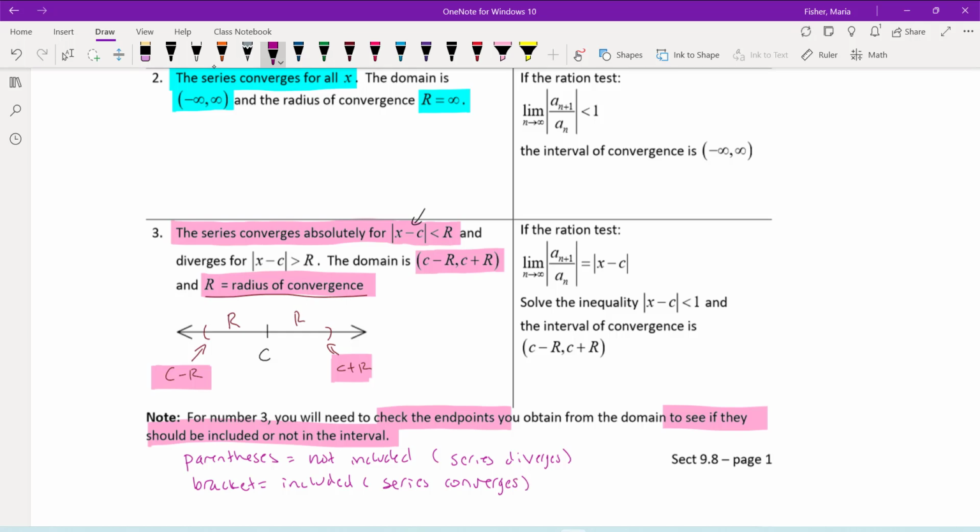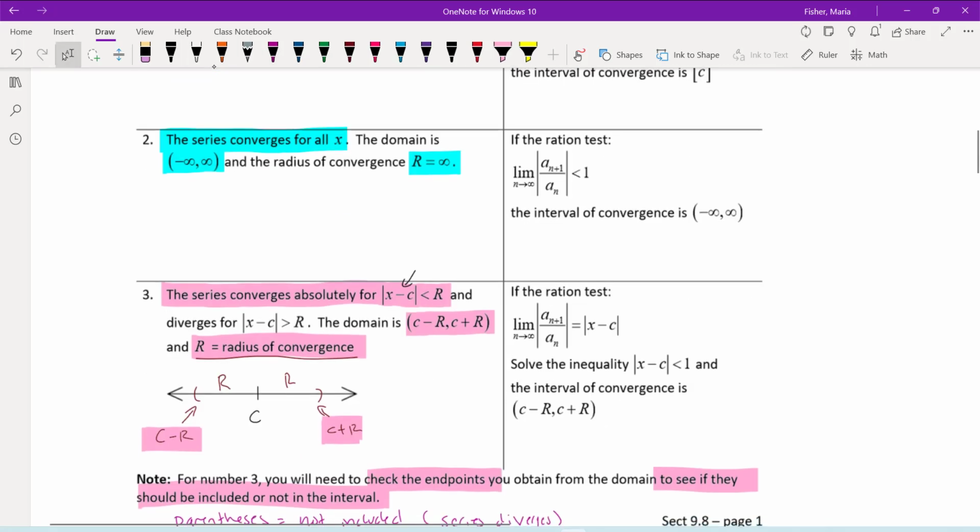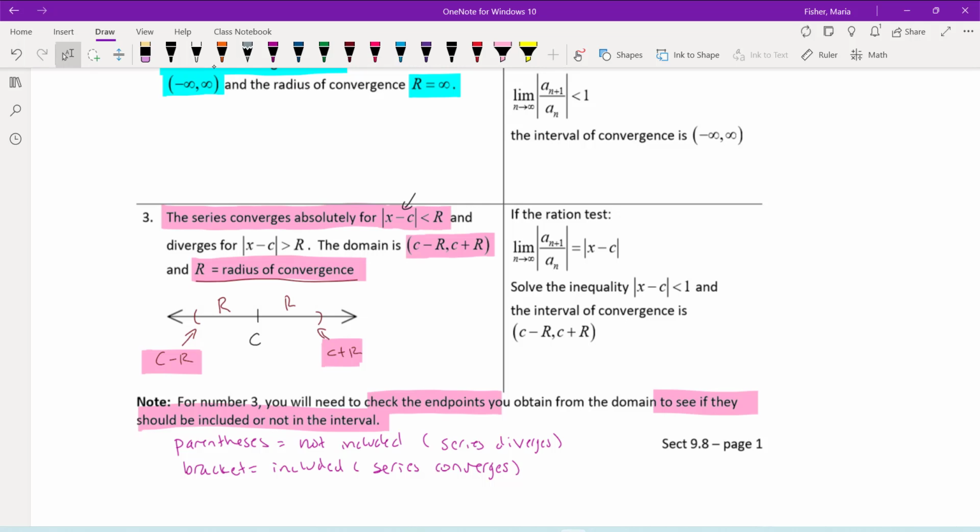So far we know that we can represent a function as an infinite series, and we're looking at these power series. In the power series you have x raised to a power. So we want to find the domain of this function, which is the interval of convergence of the power series. Well, three things can happen. We only converge at our center, we converge everywhere, or we converge for a set of numbers, in which case we'll have to check the endpoints to see if they're included or excluded.